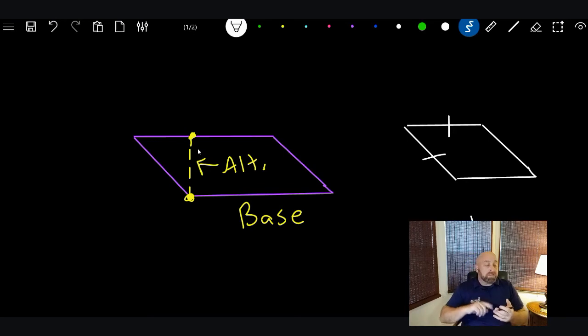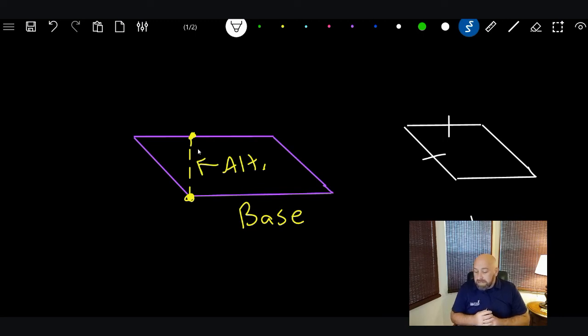A square is a rectangle, a square is a rhombus, a square is a parallelogram, a square is a quadrilateral. A square is all of the above. Not all rhombuses are squares, but all squares are rhombuses. Not all rectangles are squares, but all squares are rectangles. That's something interesting with the square. The square meets all of the qualifications.